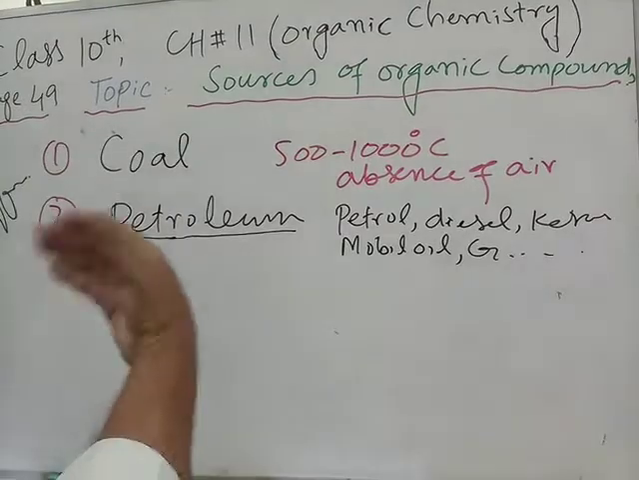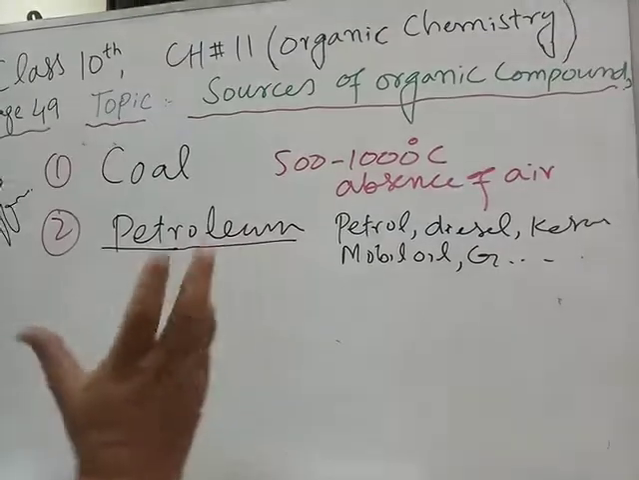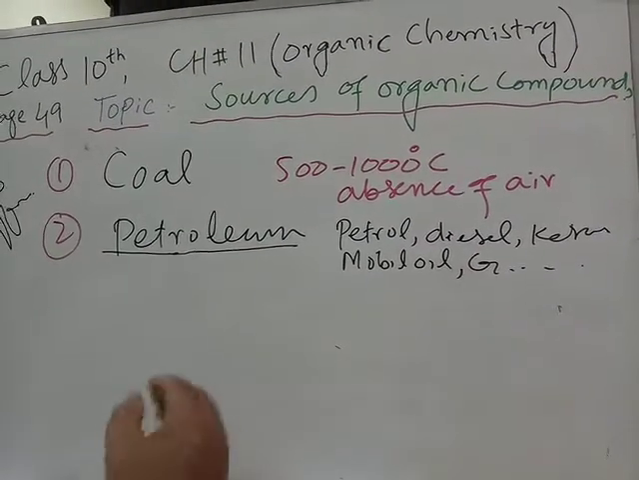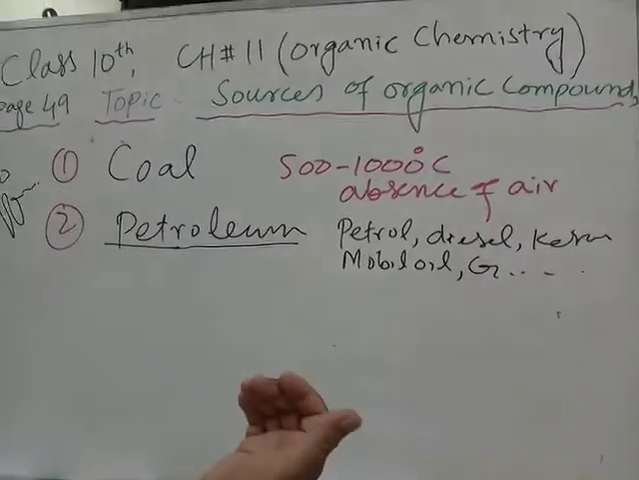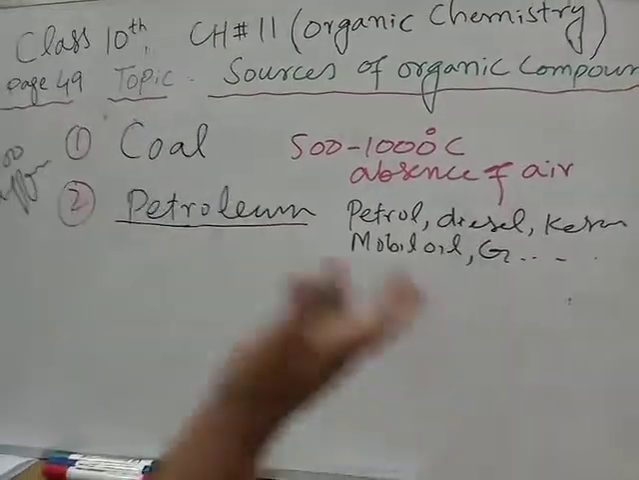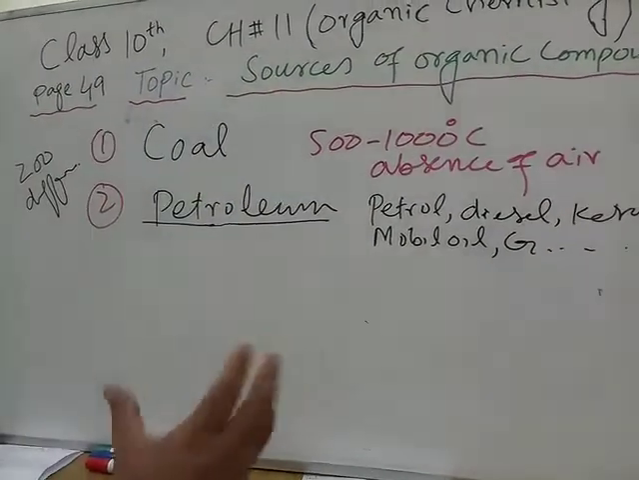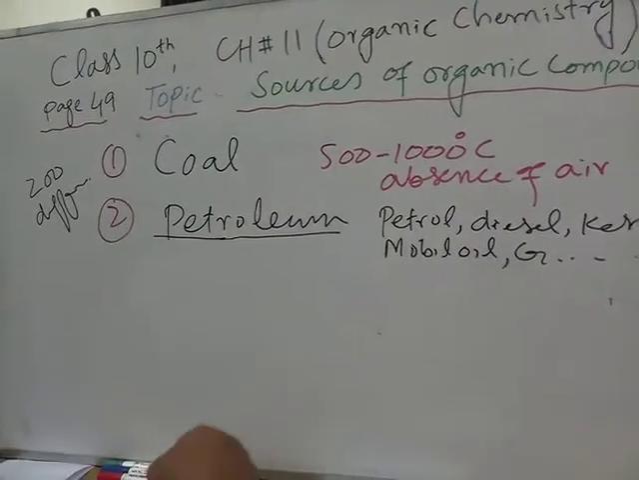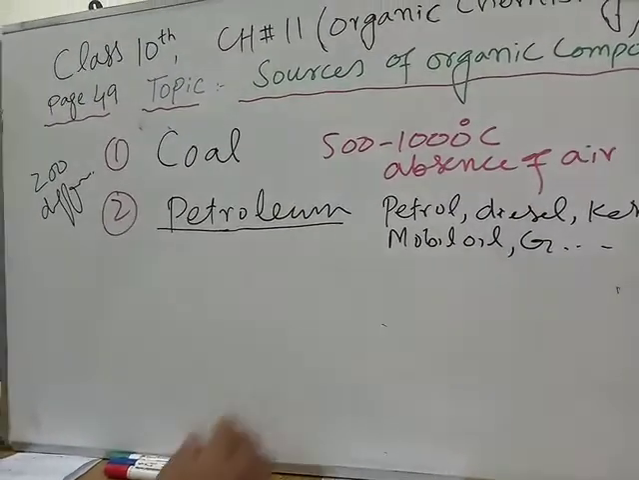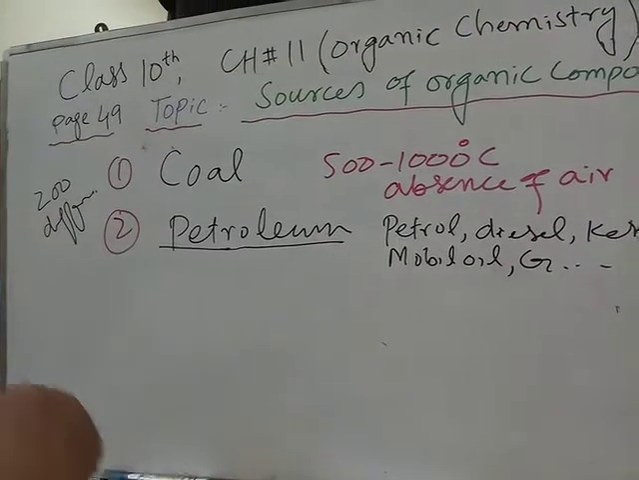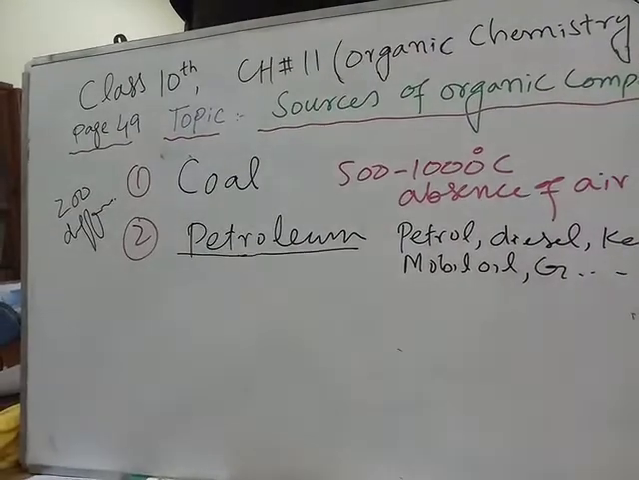The petroleum also has some gaseous part which mainly contains methane, ethane, some propane and butane. So these are the gases which are used as CNG or LPG. So these compounds are obtained from petroleum.